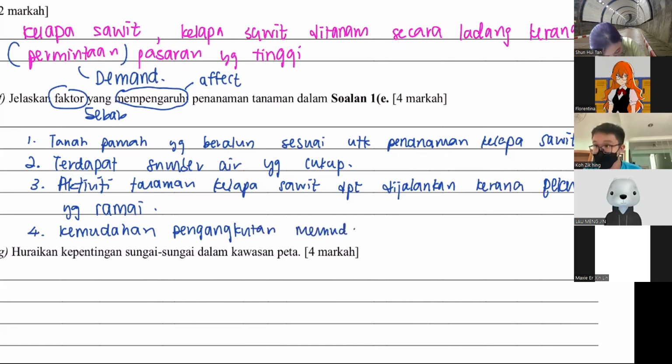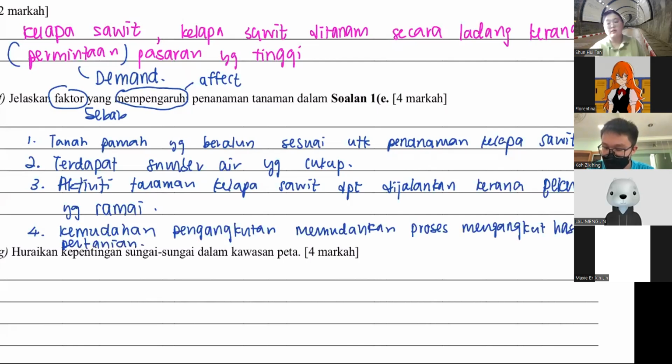Memudahkan. Okay, proses mengangkut. Mengangkut means deliver, okay? Hasil kelapa sawit. Hasil pertanian. Okay, now, and this answer, right, also suitable for what? If the question is asking you about getah, the plantation of getah, rubber tree plantations.